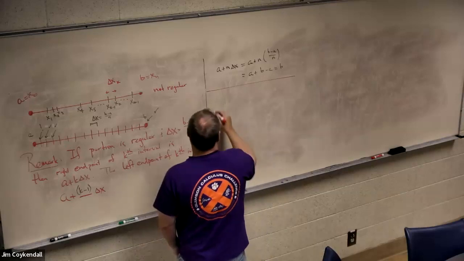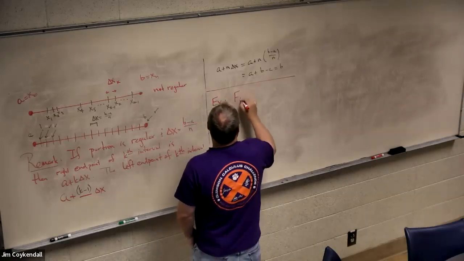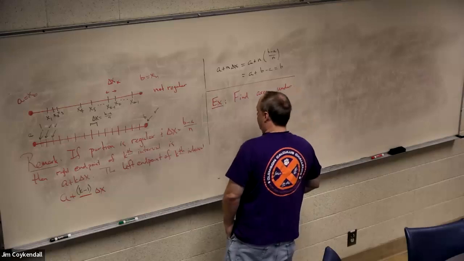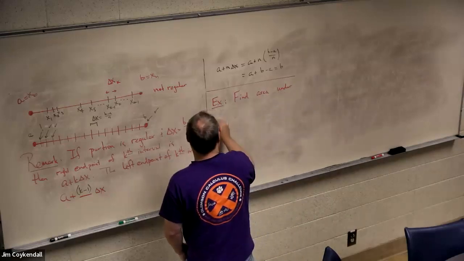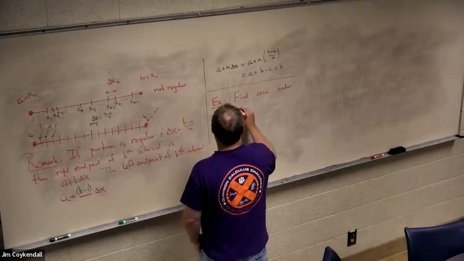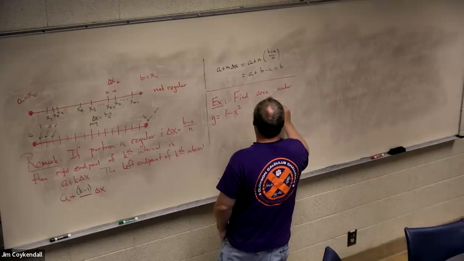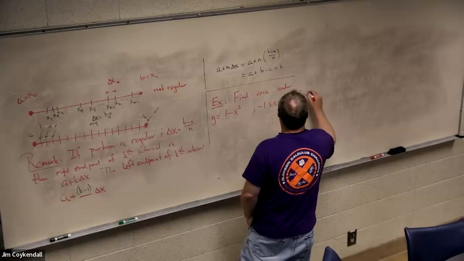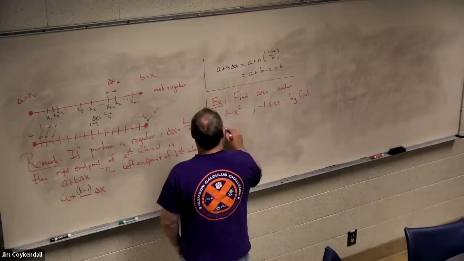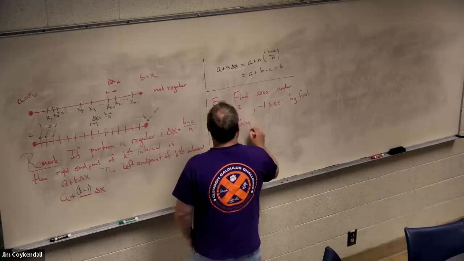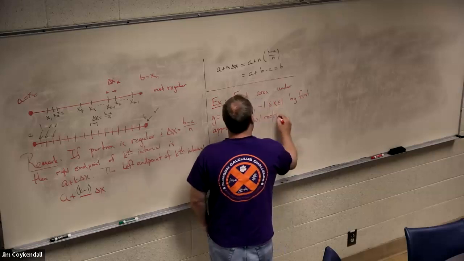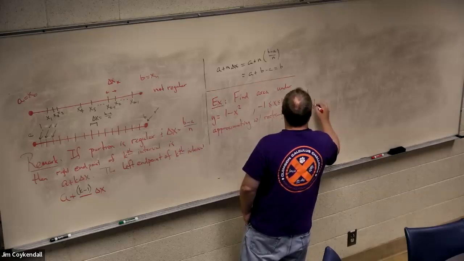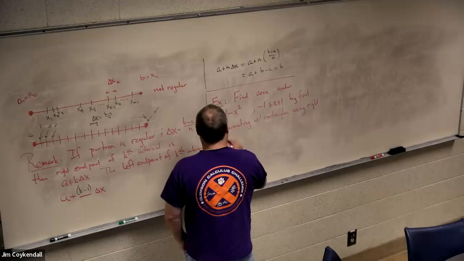So, find the area under the curve, first approximating with rectangles using right endpoints.